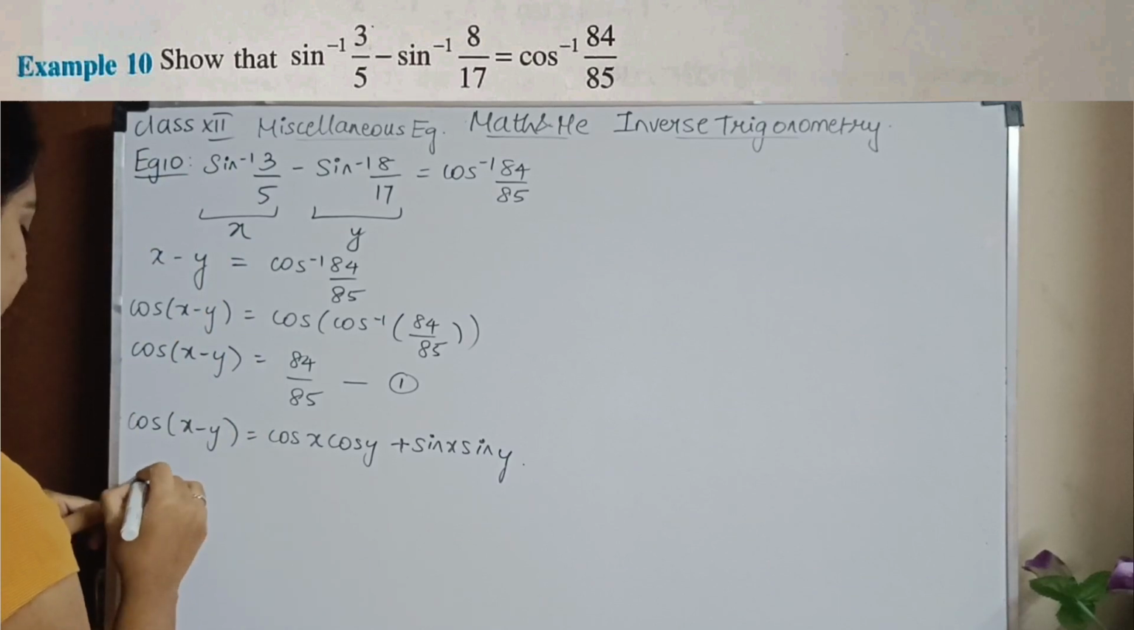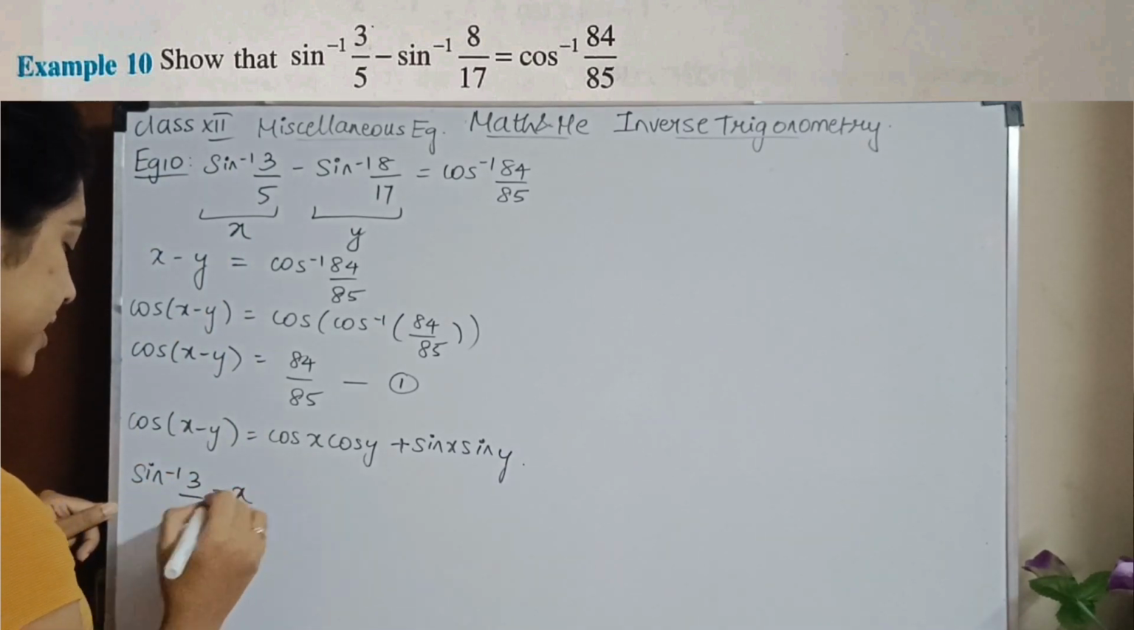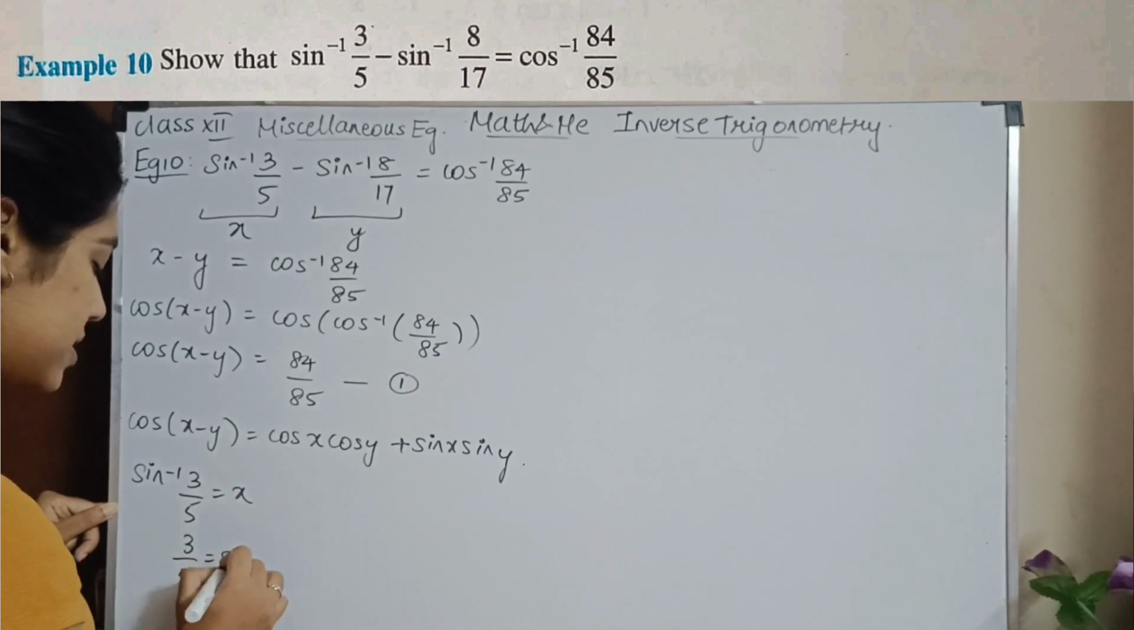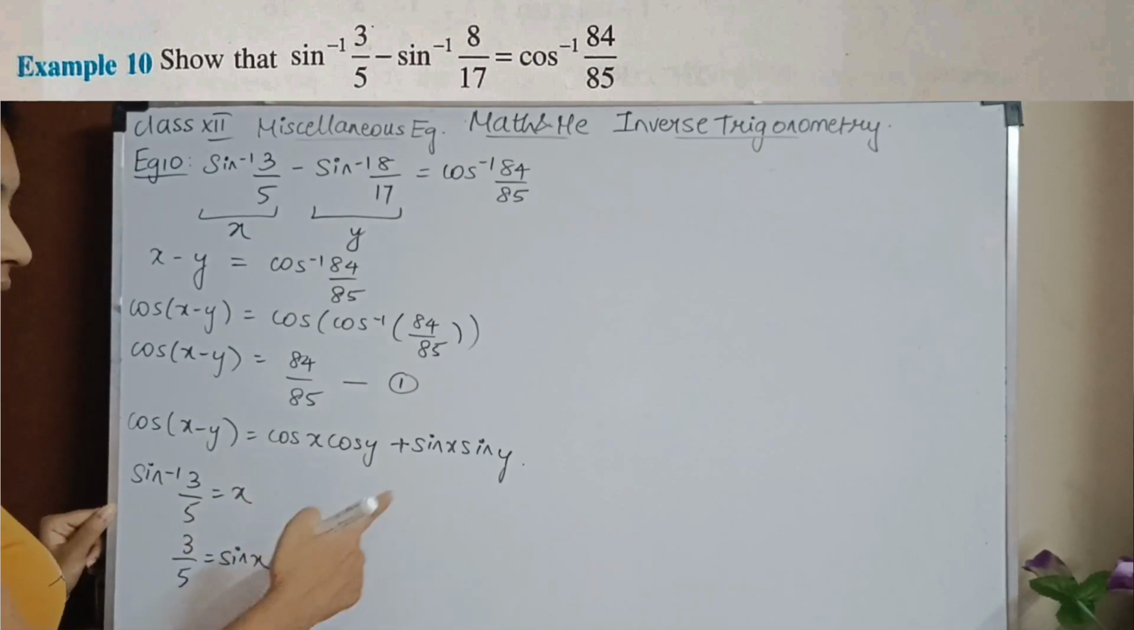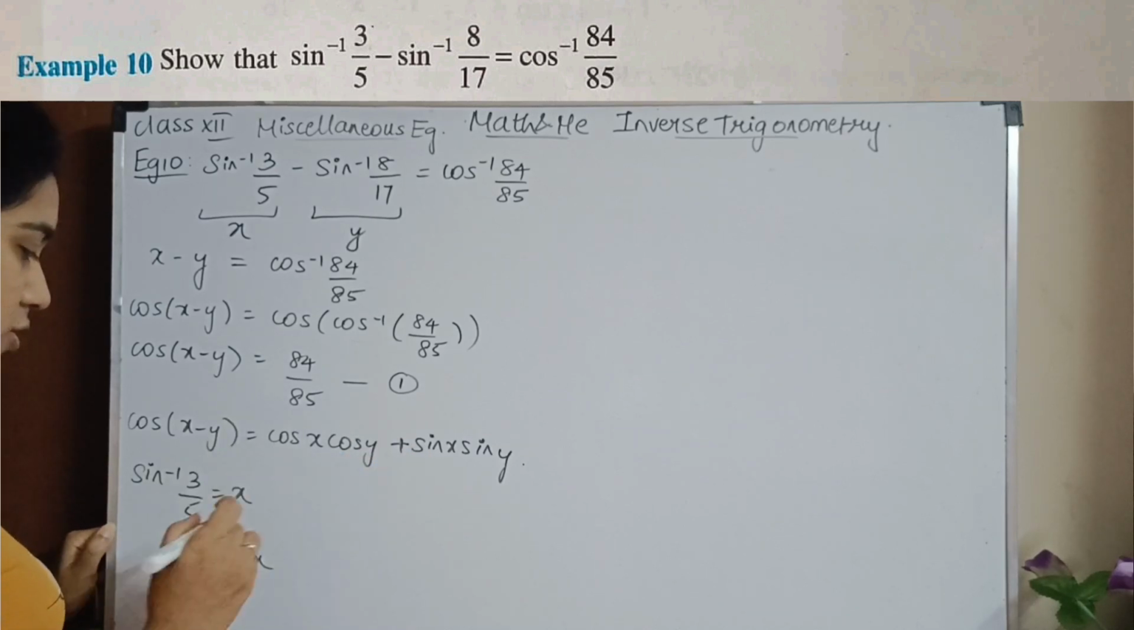Now what do we have at this place? I have sin inverse of 3 by 5 is my x. So I have 3 by 5 equals sin x, taking sin on both sides. Now this formula has sin x, and I need my cos x also. Correct? So what relation do we know?